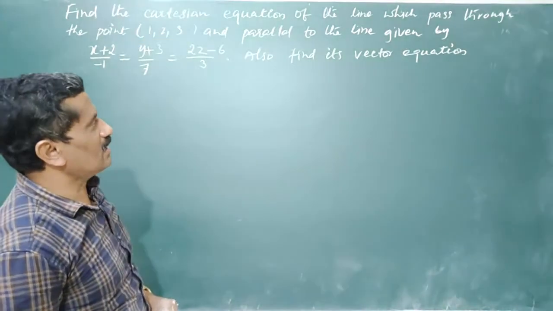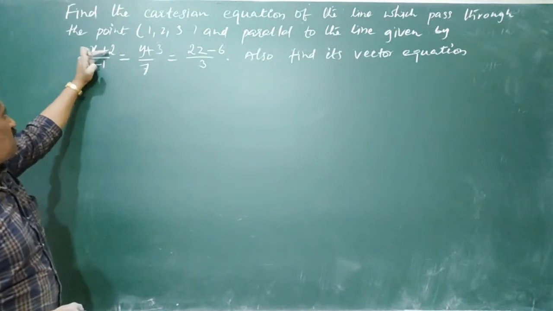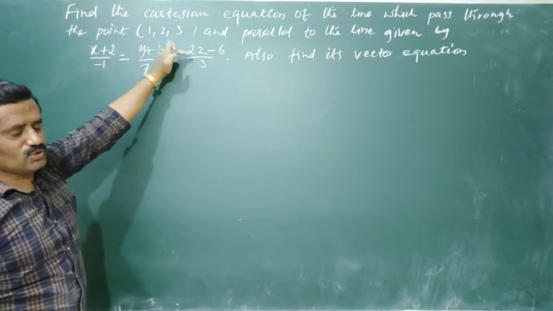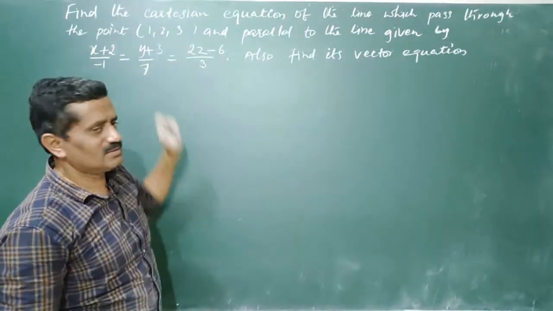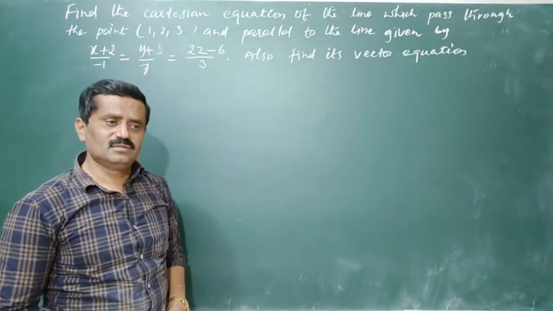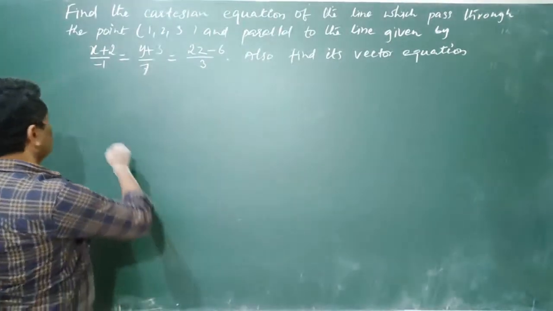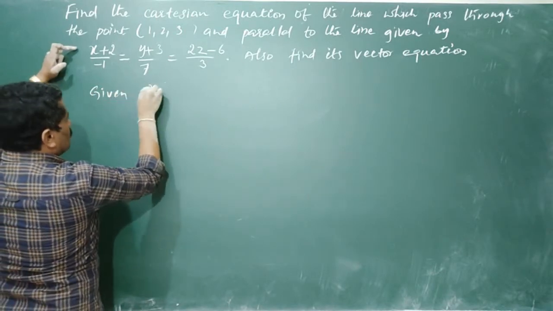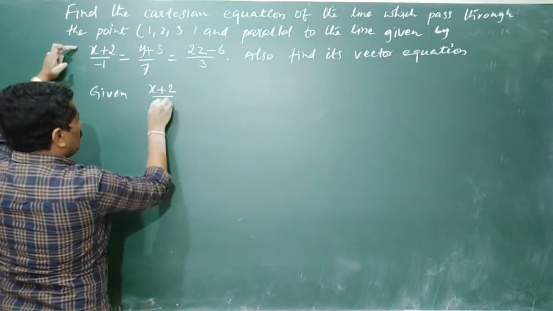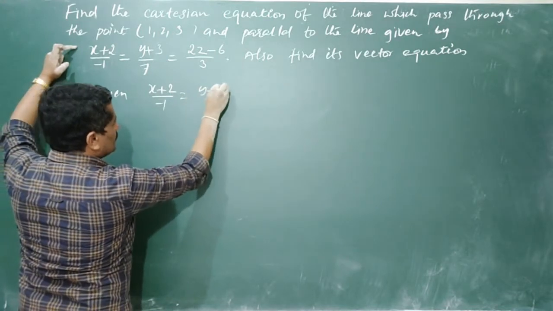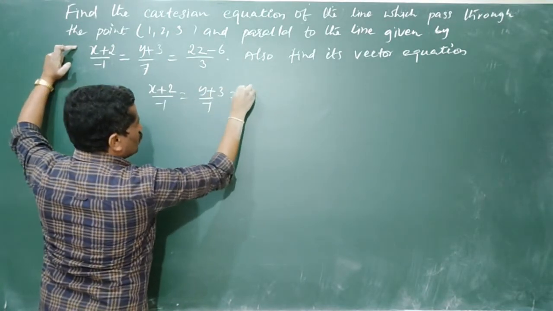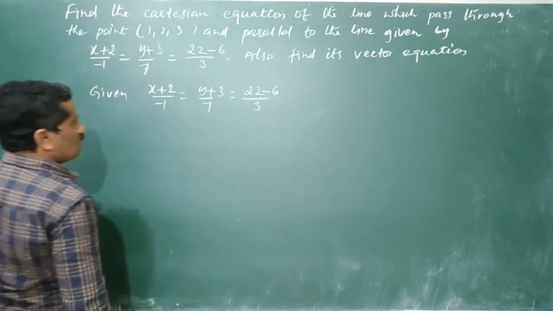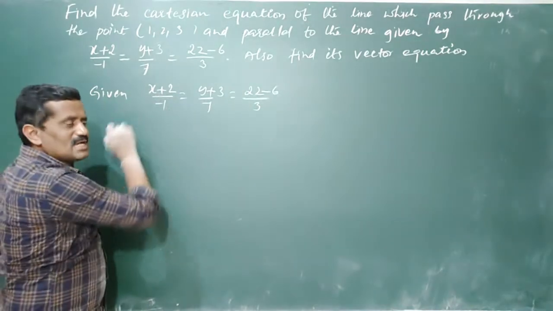Next, find the Cartesian equation of the line which passes through the point 1, 2, 3 and is parallel to the given line x plus 2 by minus 1 is equal to y plus 3 by 7 is equal to 2z minus 6 by 3, and also find its vector equation. Here the equation of a line is given, that is x plus 2 by minus 1 is equal to y plus 3 by 7 is equal to 2z minus 6 divided by 3. So now we need to convert this equation into standard form.